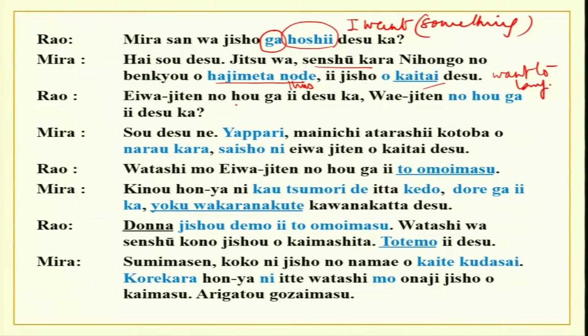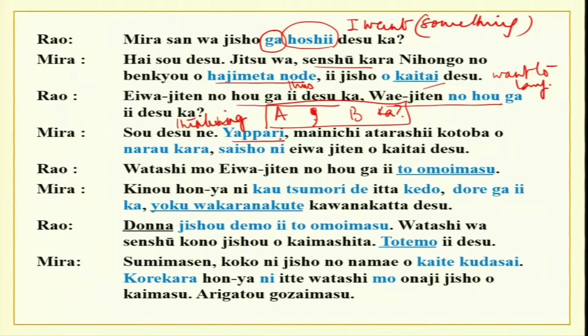Eiwa jiten no hou ga ii desu ka? Waei jiten no hou ga ii desu ka? So, A desu ka, B desu ka, isn't it? So, A desu ka, this is a comma. This is a pattern, and that is what we are doing over here. Do you want this or do you want this? So desu ne. So, she is thinking over here. So desu ne. Which one should I buy?